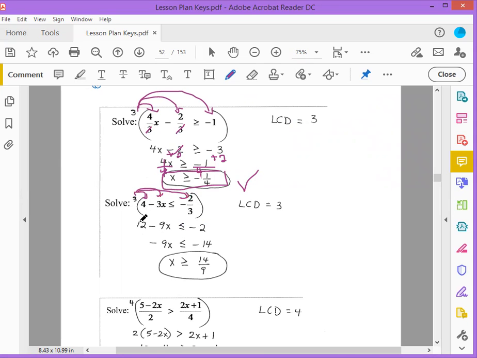So 3 times 4 gives us 12. 3 times minus 3x gives us negative 9x. We carry down our less than or equal to symbol. And 3 times the minus 2/3, the 3's will cancel in the denominator, leaving minus 2.